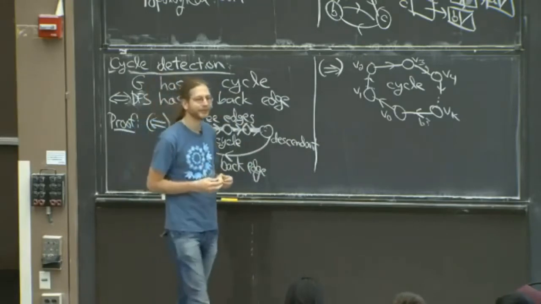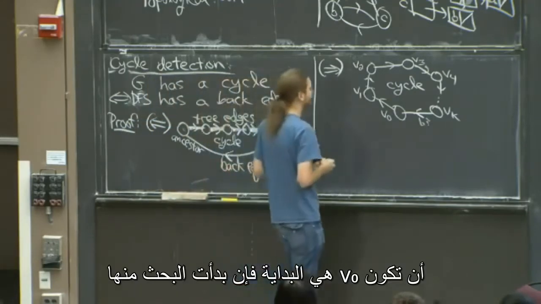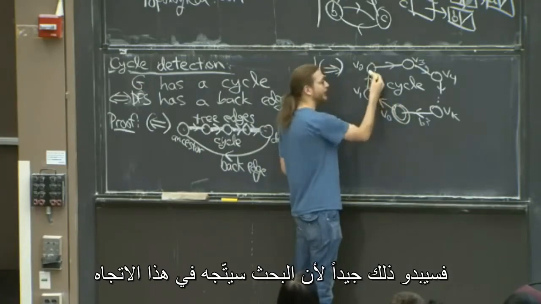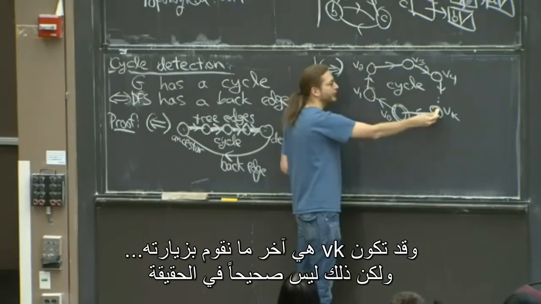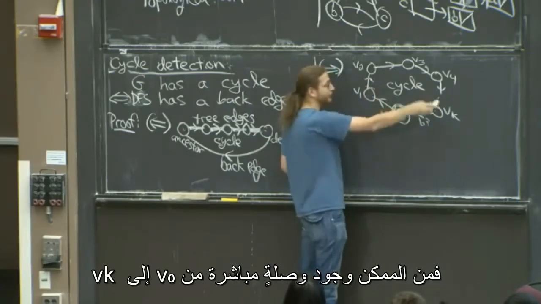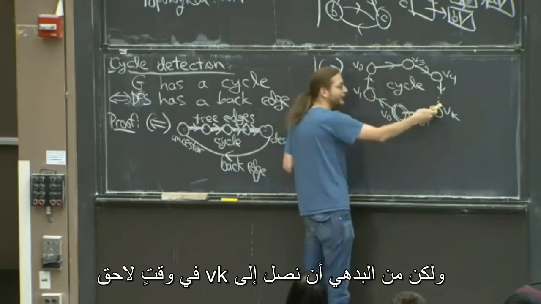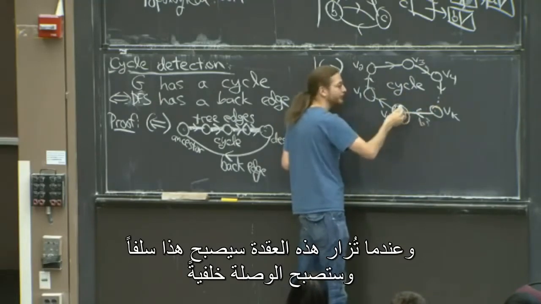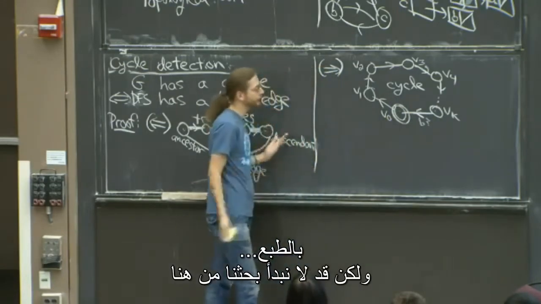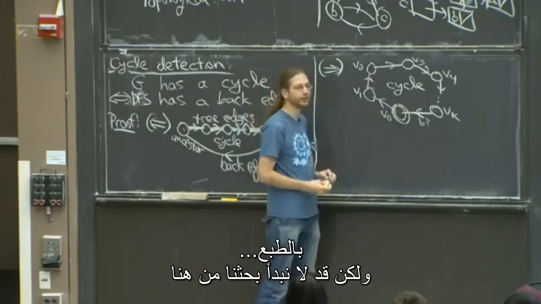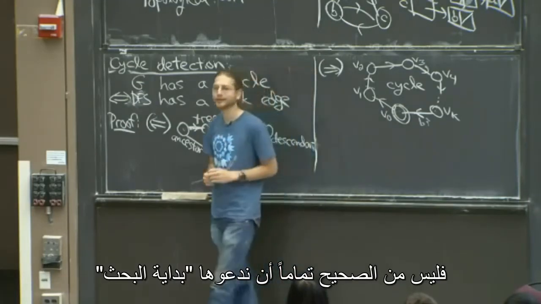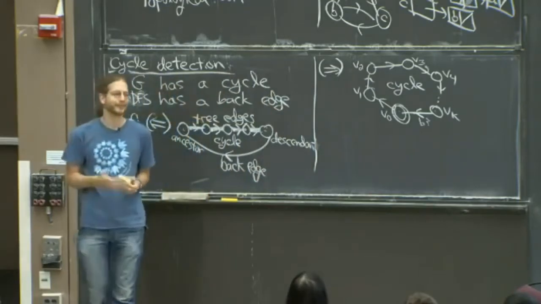Yeah? You have to say you start at V0. Start at V0. If I started a search at V0, that looks good because the search is kind of going to go in this direction. Vk will maybe be the last thing to be visited. That's not actually true. Could be there's an edge directly from V0 to Vk. But intuitively, Vk will be kind of later. And then when this edge gets visited, this will be an ancestor, and it'll be a back edge. Of course, we may not start a search here. So calling it the start of the search is not quite right. A little different. Yeah?